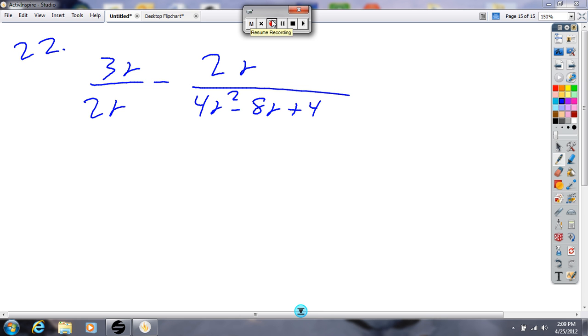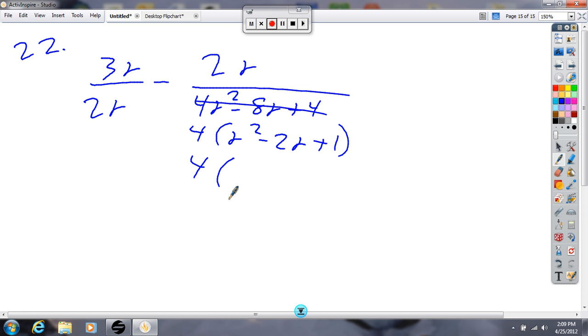Number 22. What should we do first? What do we have to do first? Factor the denominators. That's our first step. The denominators. So what do I do here? How do I factor this? I'm going to take a 4 out. There's a common 4. So the first thing to do is take 4 out. That leaves me with r squared minus 2r plus 1.